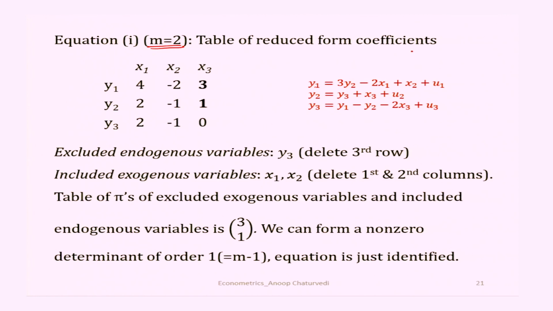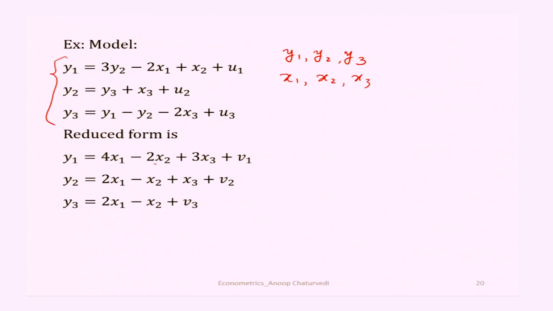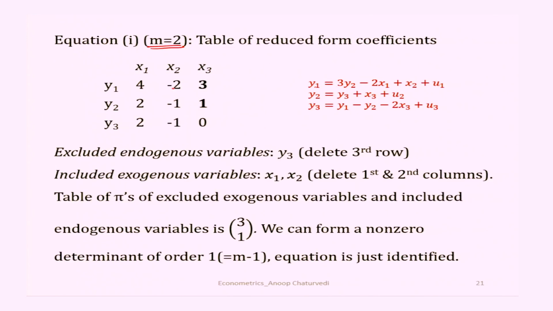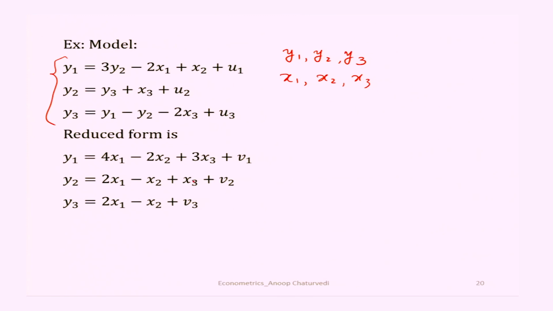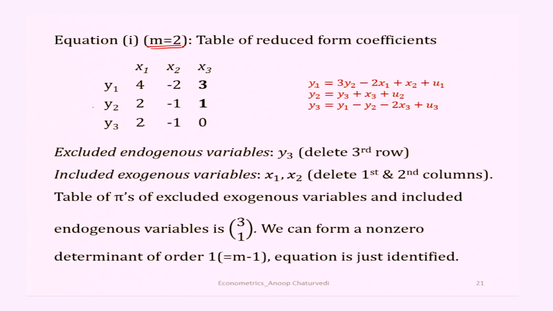And the table of reduced form coefficients is, say we write x1, x2, x3 here, y1, y2, y3, then these are the corresponding coefficients. For the first equation, the coefficient of x1 is 4, coefficient of x2 is -2, coefficient of x3 is 3. Similarly, for the second equation, you have the coefficients 2, minus 1, 1, and for the third equation, you have the coefficients 2, minus 1, 0.